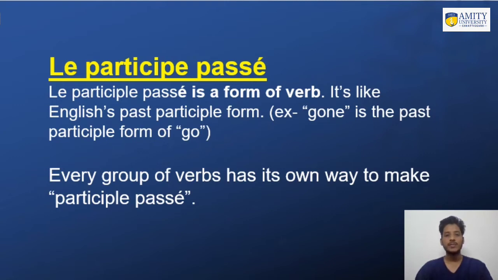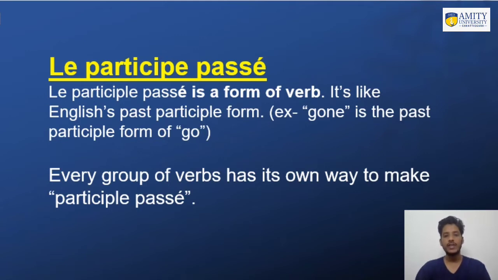It's like the English past participle form, or third form. Like go, went, gone. So gone, G-O-N-E, is the third form of the verb. See, saw, seen. The last one, seen, is the past participle, or third form. Or play, played, played. The last, played, is the third form of the verb. In English, we know how to make it, but what about in French?